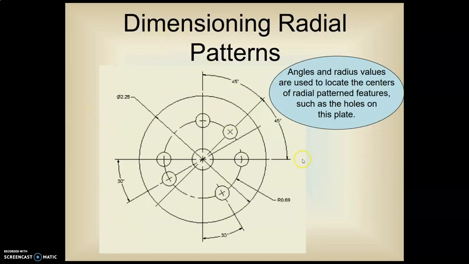Dimensioning radial patterns, we usually have a circle right here. Notice it is a center line. That is called a bolt circle. All the circles lie on that diameter. Then we specify an angle, or multiple angles depending on what we're doing.